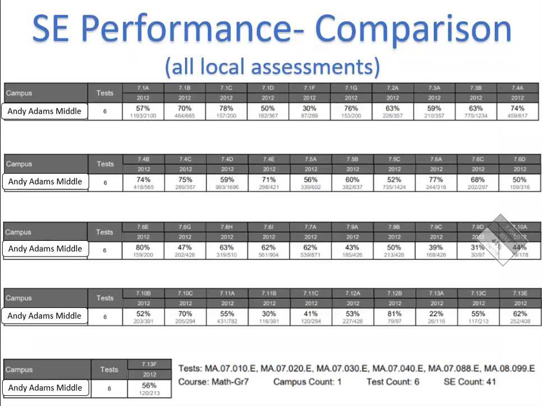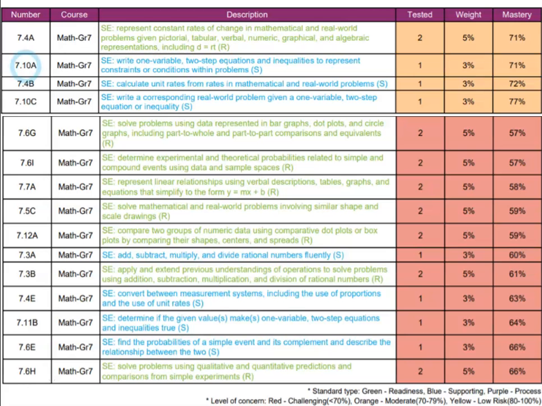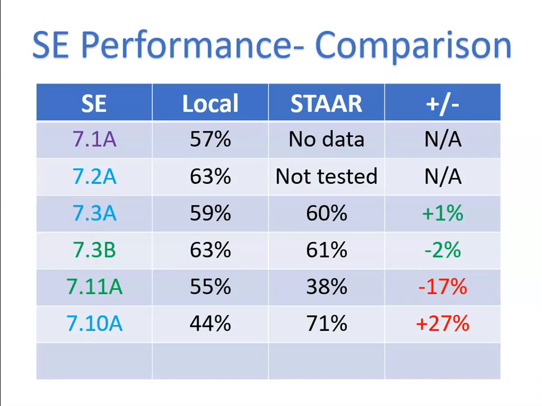On the flip side, let's take a look at SE 7.10a, where students had limited success at 44% during the school year. However, on STAAR, they did extremely well at 71%, a 27% difference, again, outside the 10% rule. This indicates that the questions during the school year were actually more rigorous than the questions students answered on the STAAR test. Going into next year, we would need to select better questions to try to match the rigor of STAAR.